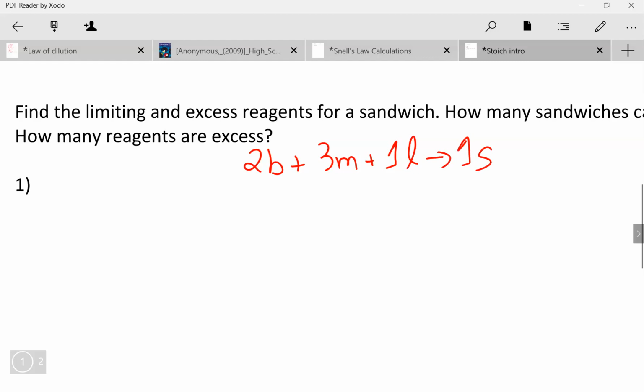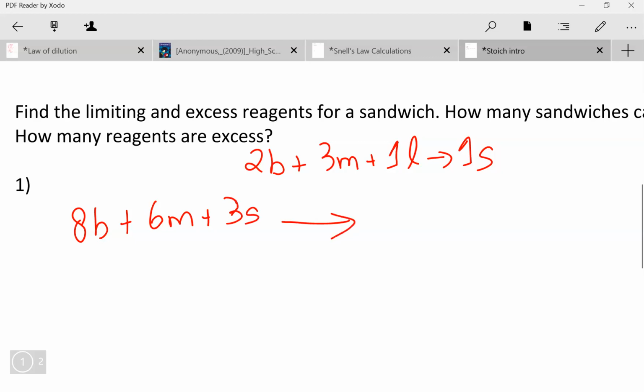And let's say I open my fridge in the morning and I find 8 slices of bread, I find 6 slices of meat, I find 3 slices of lettuce, and the question is, how many sandwiches can I make? So this is, in essence, what the stoichiometry questions are going to be like. And you will note that you can look at this intuitively, and you might be able to tell me that I can make 2 sandwiches.